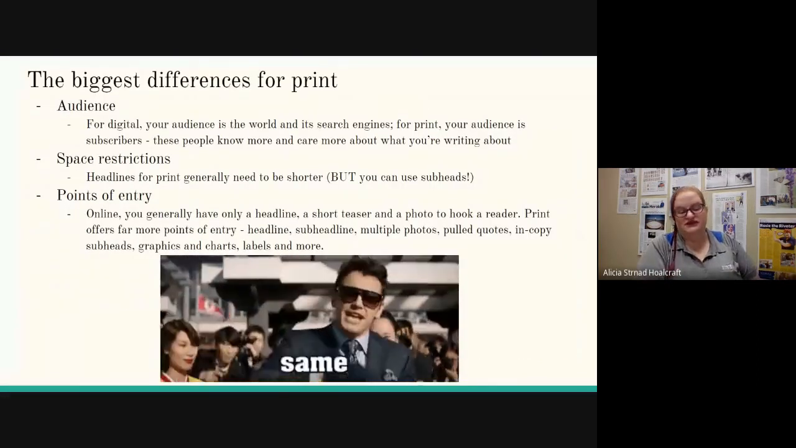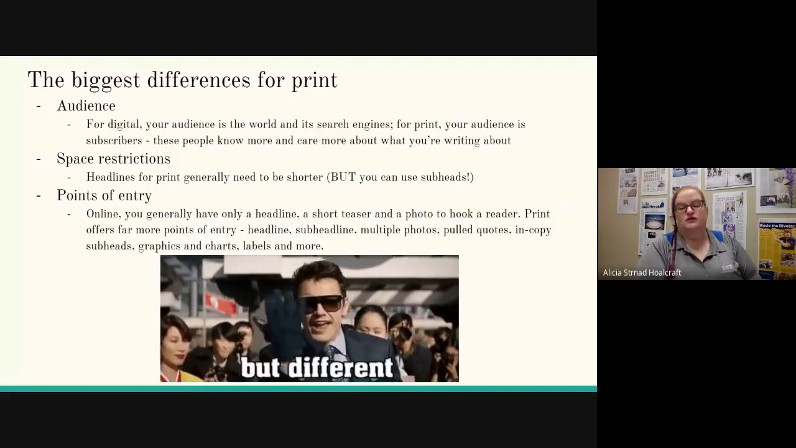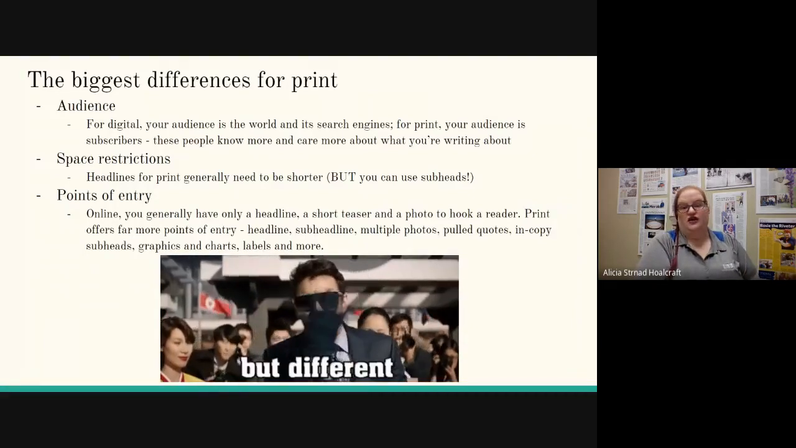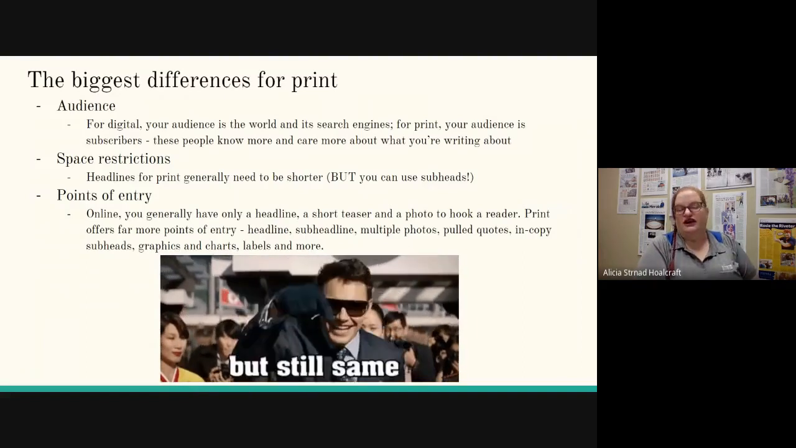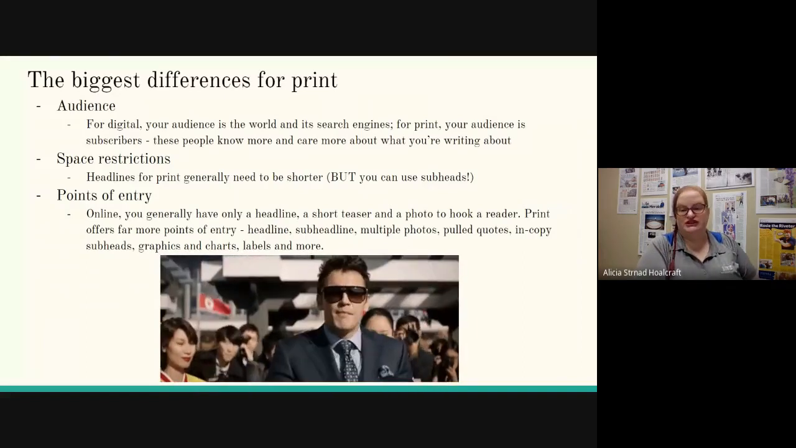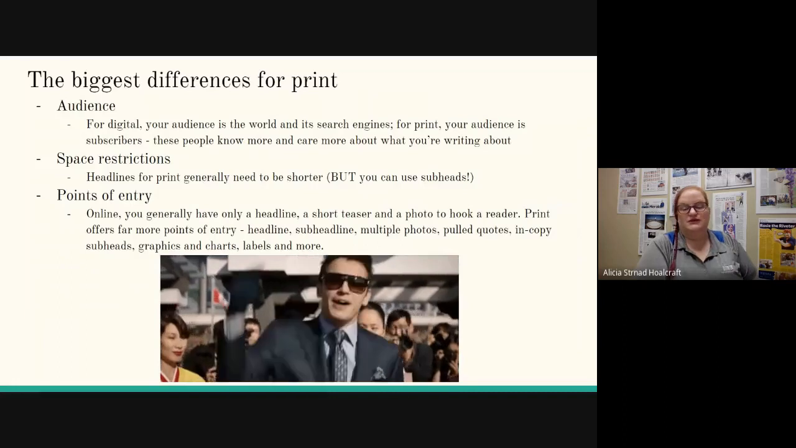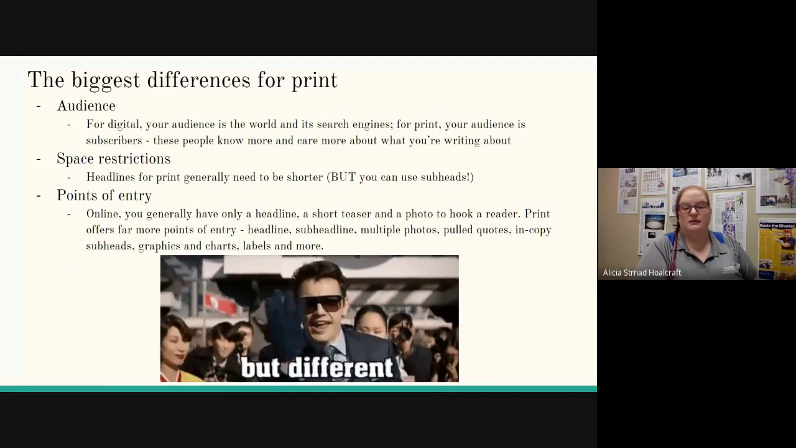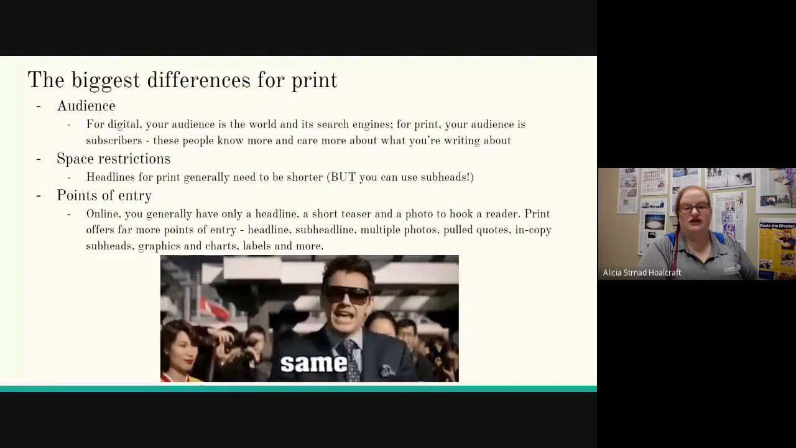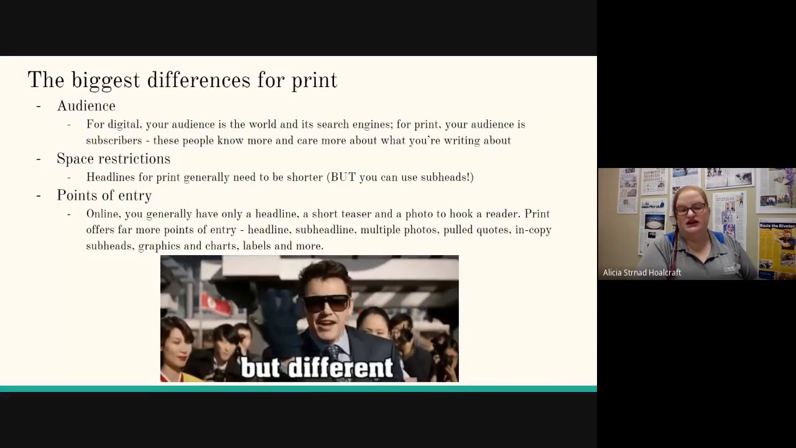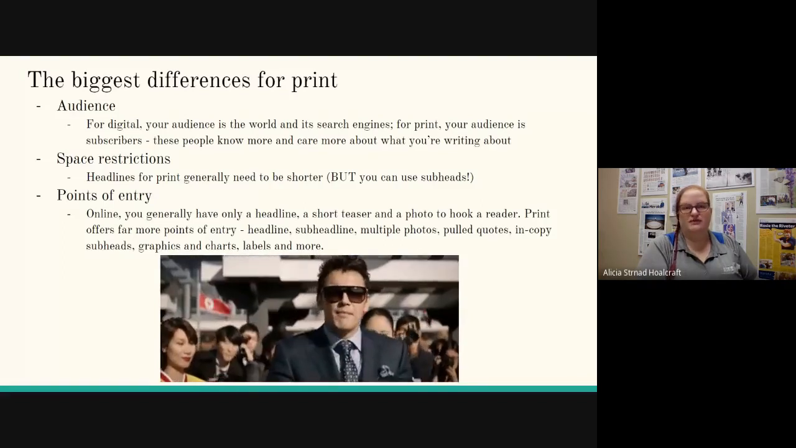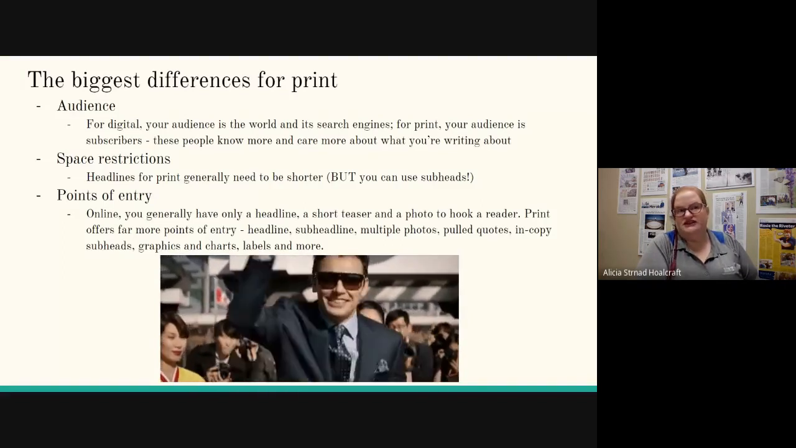So the biggest differences when we're talking about print is, of course, the audience is much, much different. Online, the entire world is your audience. When you're writing your headlines, you need to keep in mind search engines, all those kinds of things. But in print, the audience is our subscribers. These are generally people in our community, people who care about our local news and our local community. They know some background on the things that you're writing about. They know the people that you're writing about. So that's a significant difference.